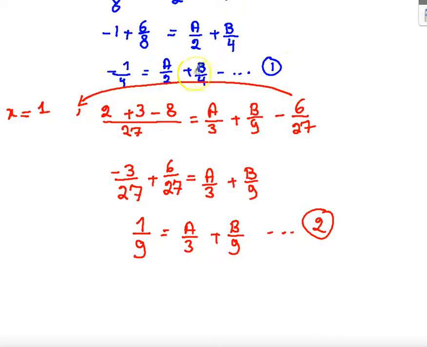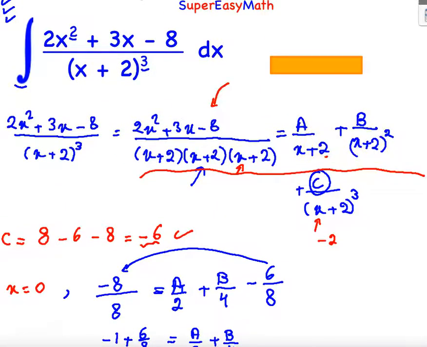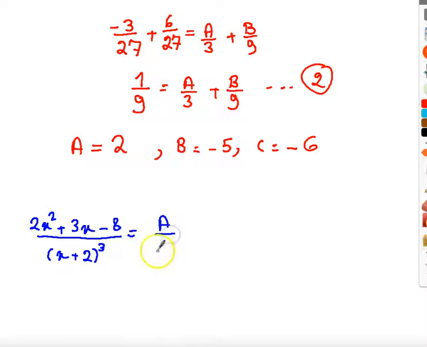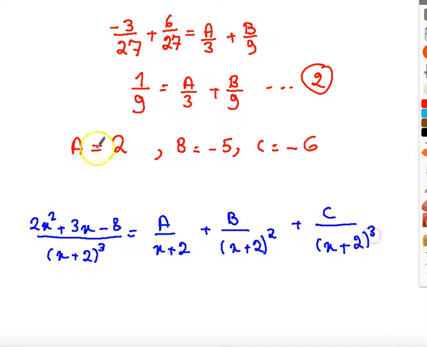Now we have equations in two unknowns. We can solve them using our calculator. So a will be equal to 2 and b equal to minus 5, and we already found c equal to minus 6. Now we need to substitute a, b, and c here in this equation. So we will get, let me rewrite it again, equals a over x minus 1 over x plus 2, plus b over (x plus 2) squared, plus c over (x plus 2) cubed. So a equals 2, b equals minus 5, and c equals minus 6.